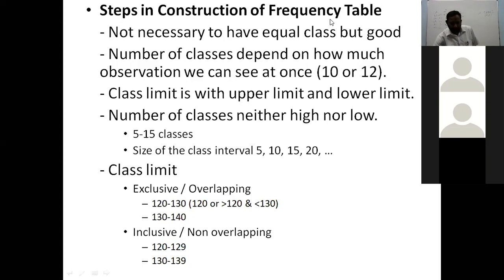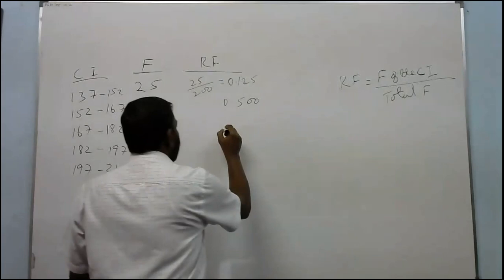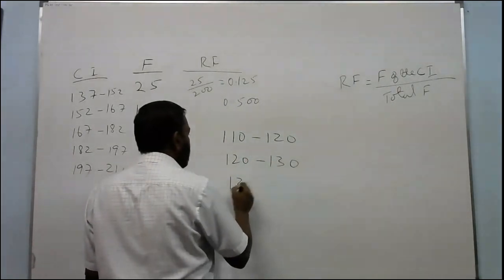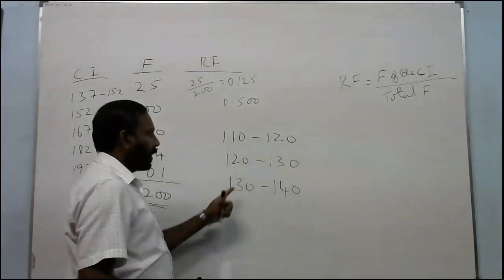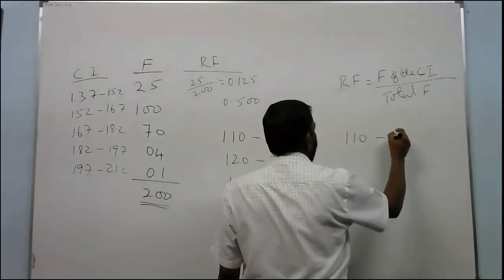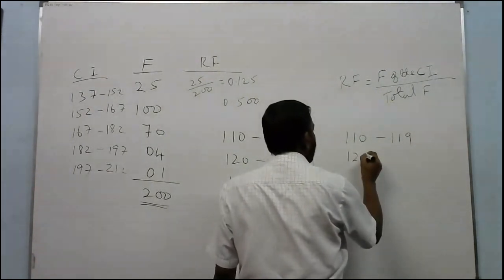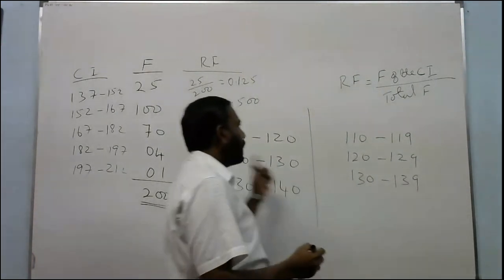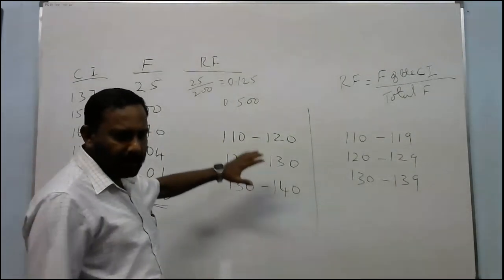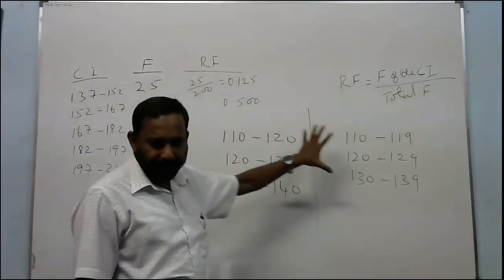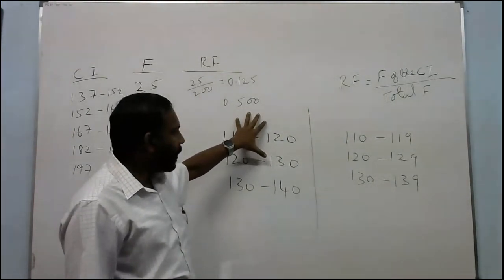What do we mean by overlapping and non-overlapping? Let's say I have 110 to 120, 120 to 130, 130 to 140. This is one type of example. The other type of example is 110 to 119, 120 to 129, 130 to 139. Look at these two differences. Can you all see the board? Yes, sir. Are these the same? No. This is called overlapping. This is non-overlapping.